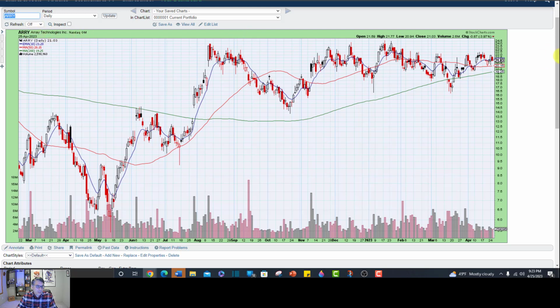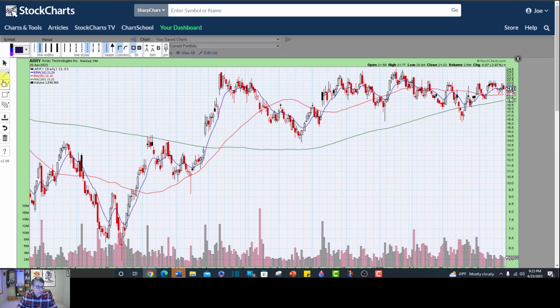Now let's just draw in the base here. So if we get out our line tool, we can draw a line there, we can draw a line right there. And this is kind of a sloppy ascending triangle, which is a bullish pattern. You got a prior uptrend, you got an ascending triangle, you got a wicked little shakeout here.